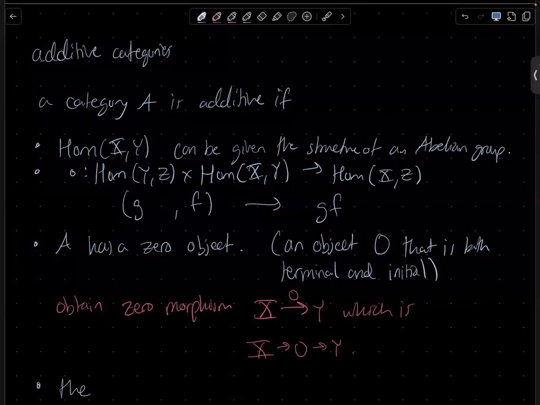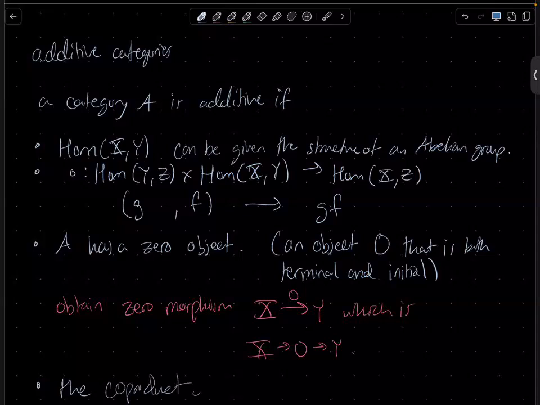And then the last thing for additive categories is that the coproduct of any two objects exists. So finite coproducts exist. Okay, great. Good.